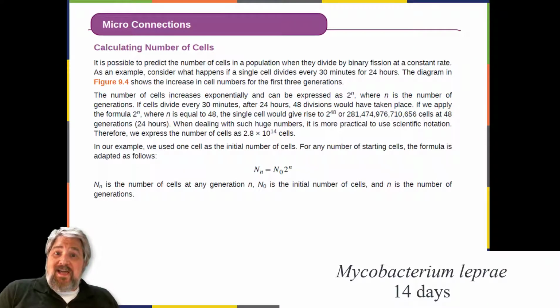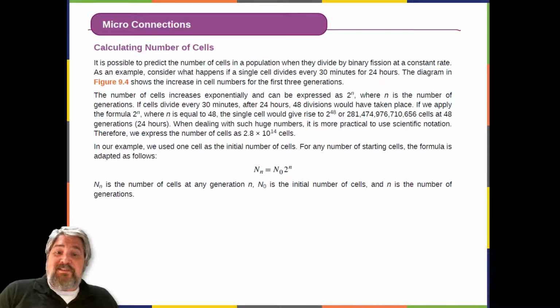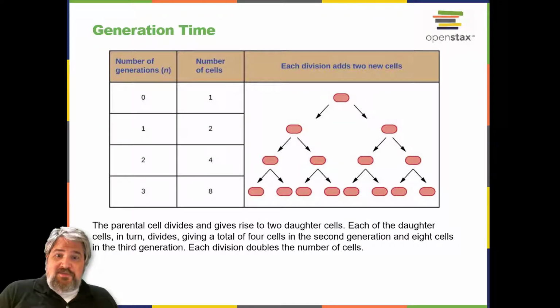Microconnections. Calculating number of cells. It is possible to predict the number of cells in a population when they divide by binary fission at a constant rate. As an example, consider what happens if a single cell divides every 30 minutes for 24 hours. The diagram in figure 9.4 shows the increase in cell numbers for the first 3 generations.